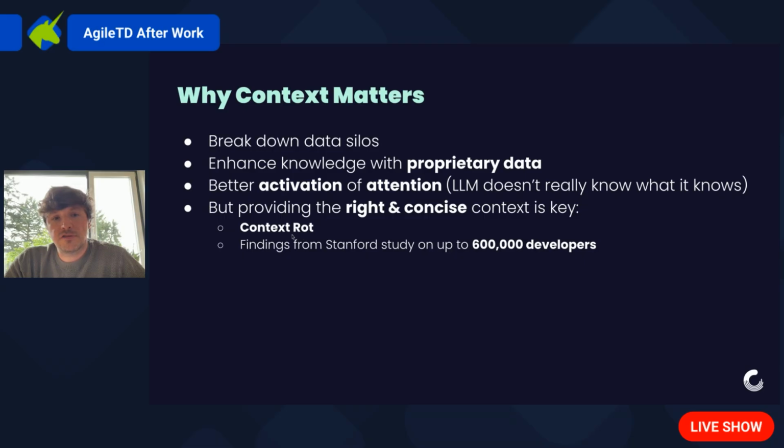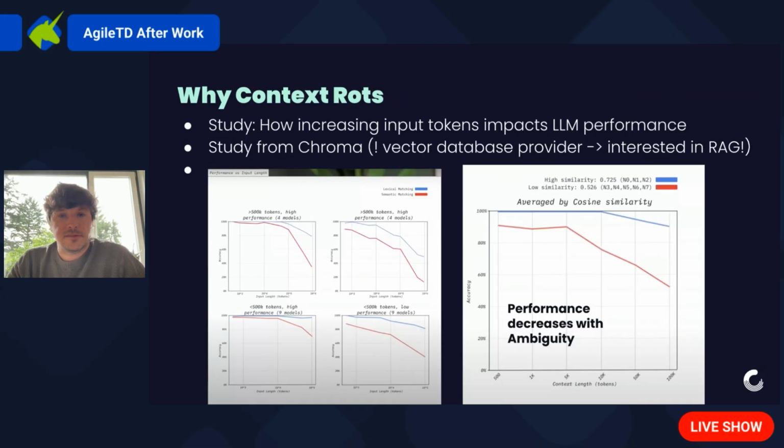But there are phenomena that I will go into. So the first one is called context rot. And I will also go into a Stanford research group on developer productivity. And they designed different studies with up to 600,000 developers. So this is somewhat meaningful.